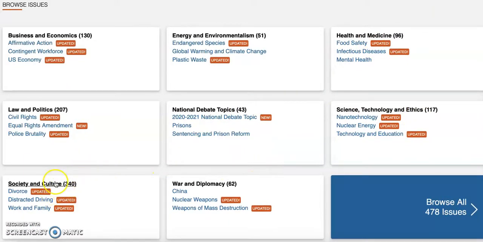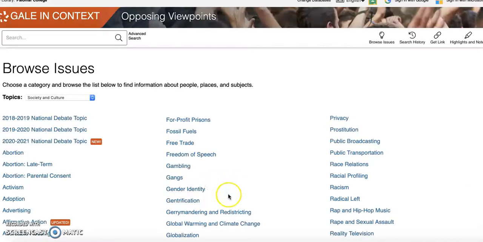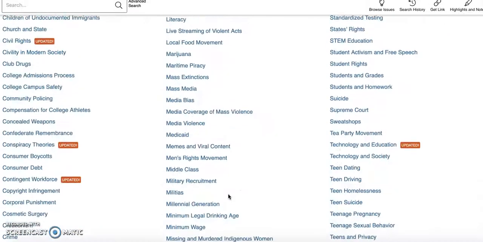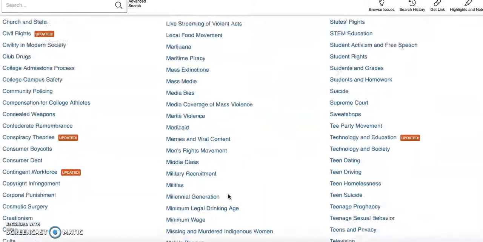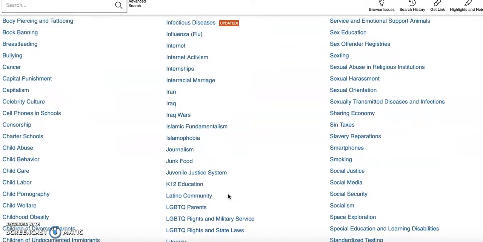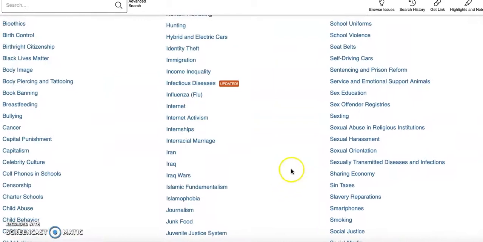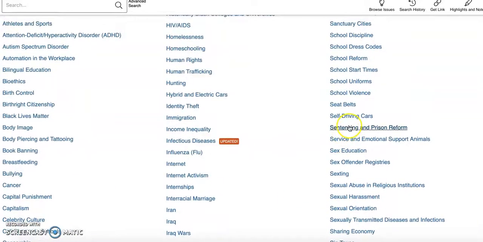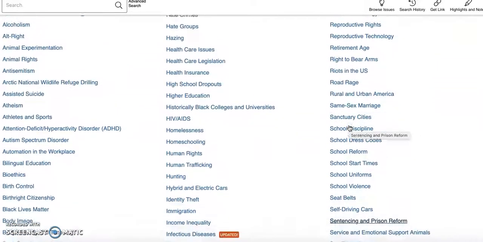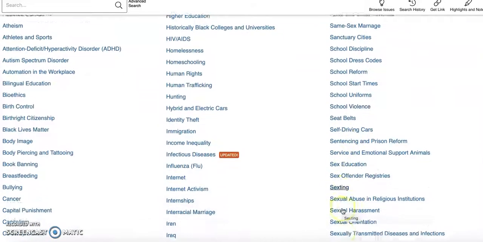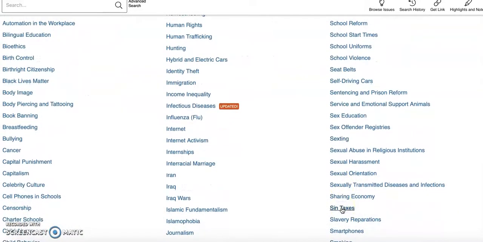So perhaps you're interested in society and culture. And when you go into here, you'll see that we have 340 different topics that they've put together a little collection of research for. So maybe you're interested in, I'm going to grab one here, taxes. Maybe you're interested in that.